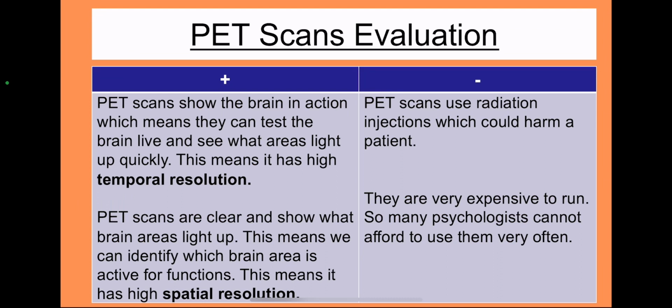Evaluation-wise, this time we can use PET scans to test the brain live. So we could say that we can see the brain in action, it's lighting up very quickly. This means it's got high temporal resolution. It's also, again, a very clear brain scanning technique. We can identify very clearly where the brain function is, where the blood and radiation is being absorbed. So we could say high spatial resolution again.